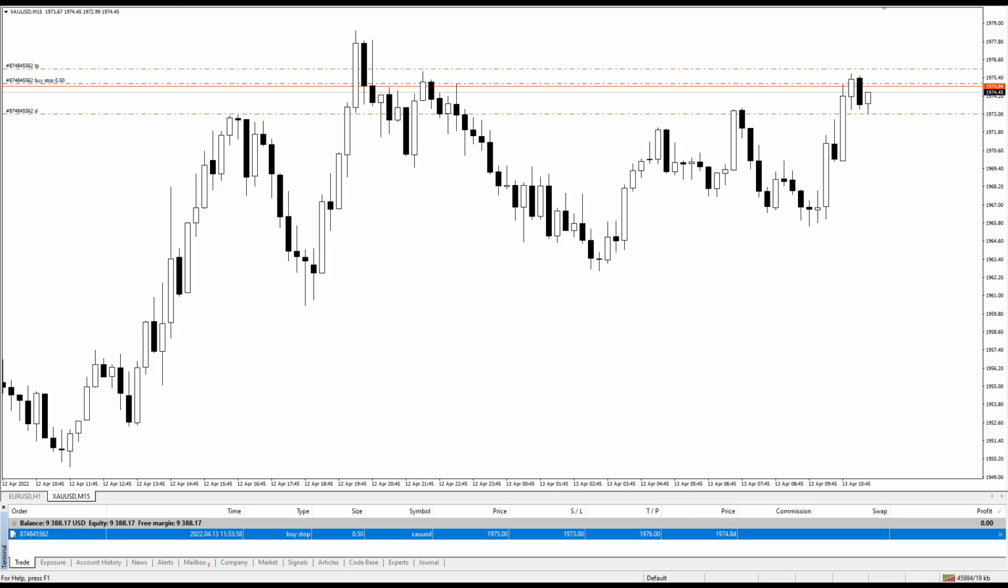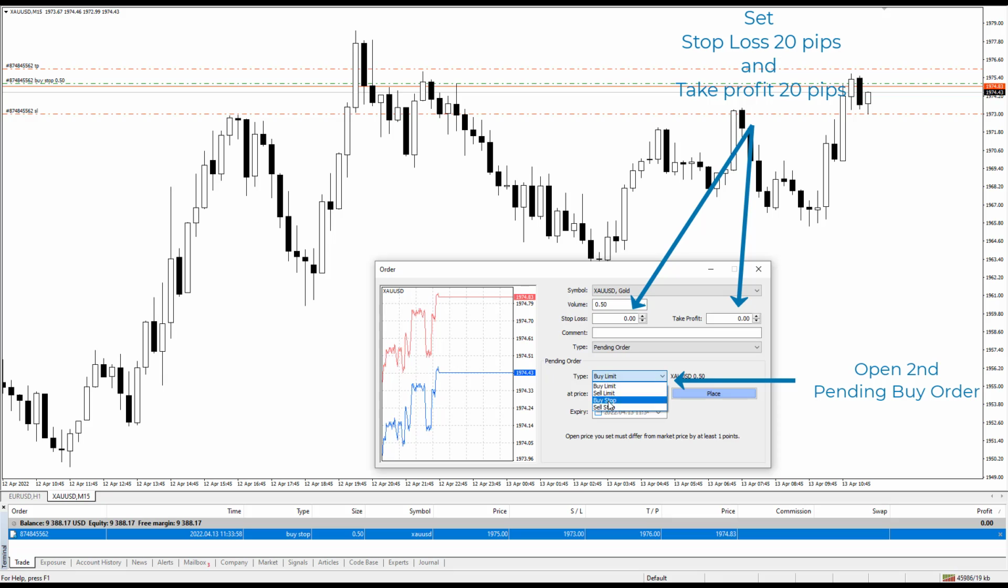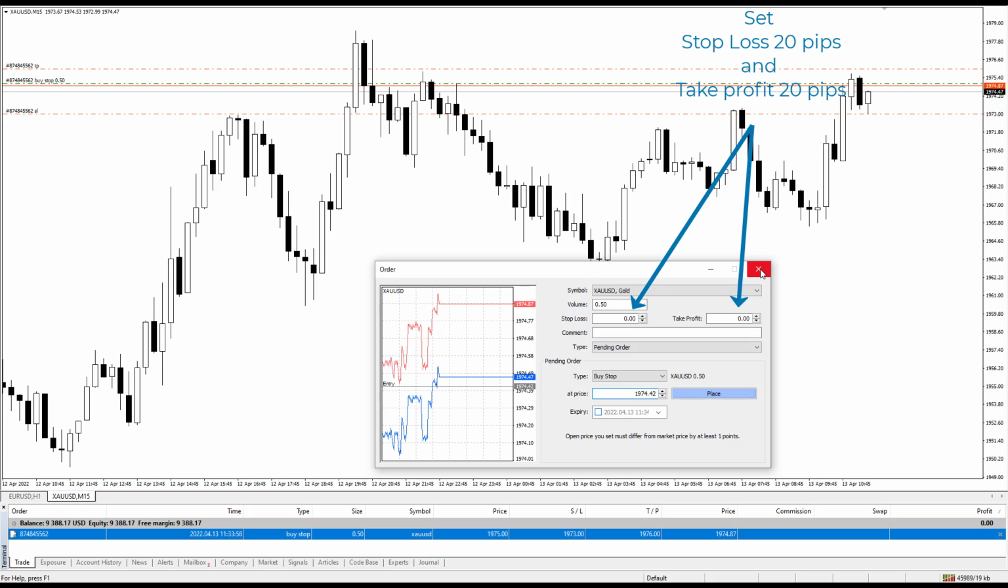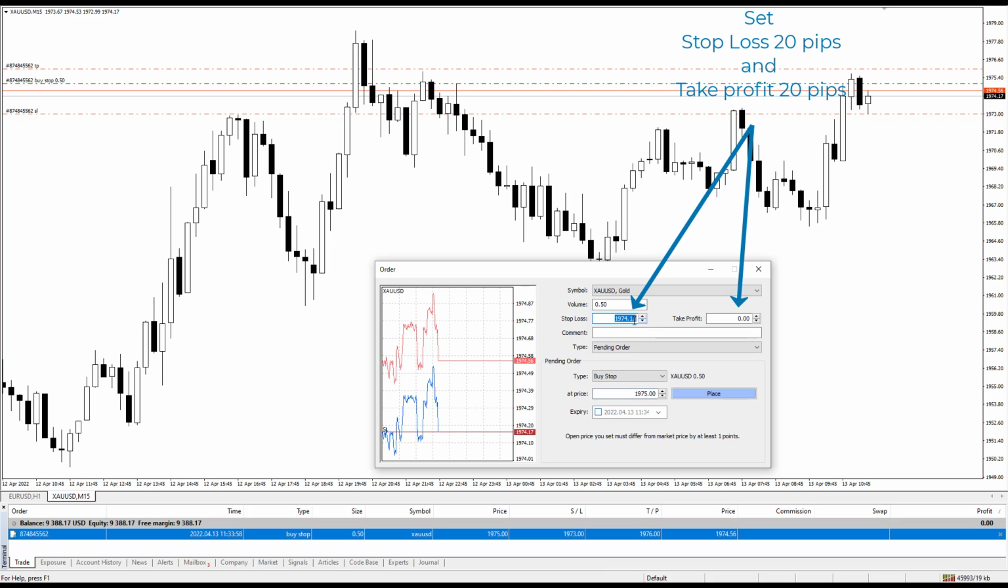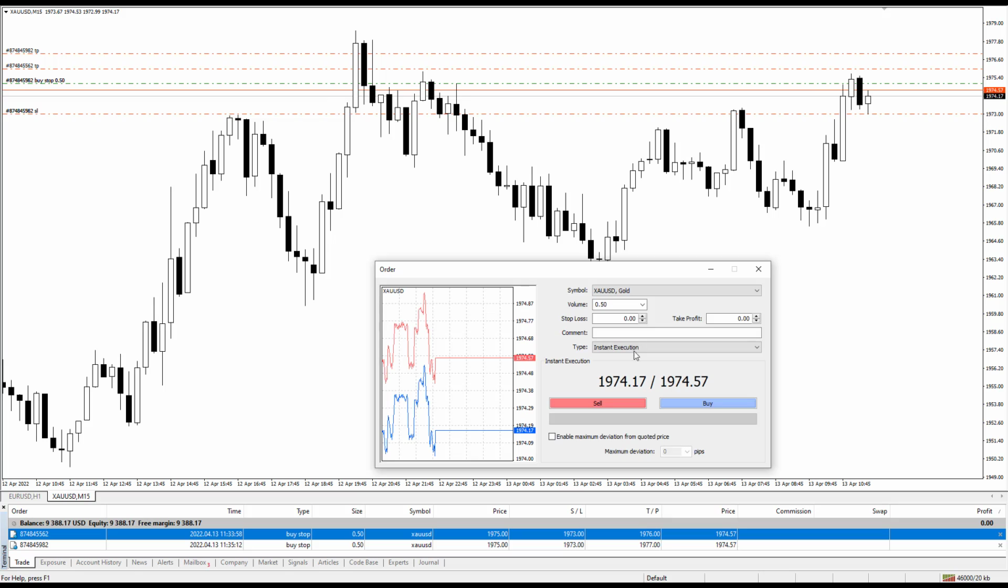Now I will open a second trade. It will also be a pending buy order, buy stop order. The entry price will be the same as the first order. Okay, let's change this. Stop loss will be 20 pips, and take profit will be 20 pips. Great, 10 pips more than the first one.